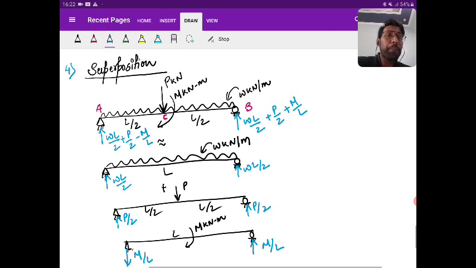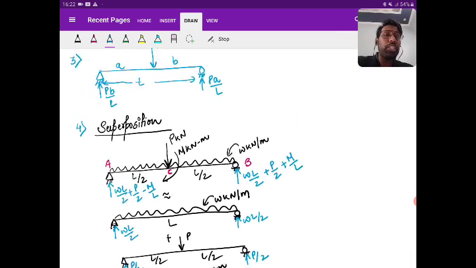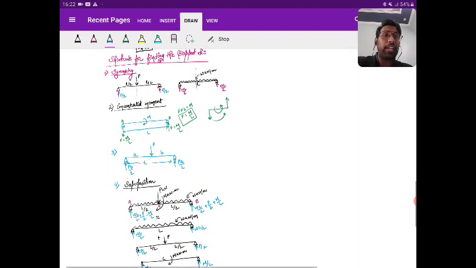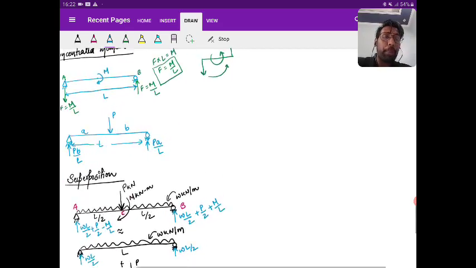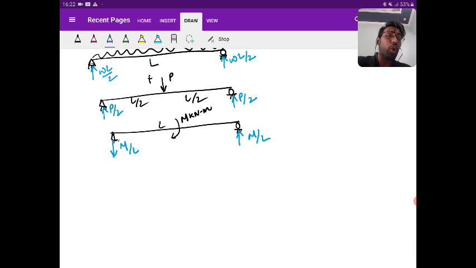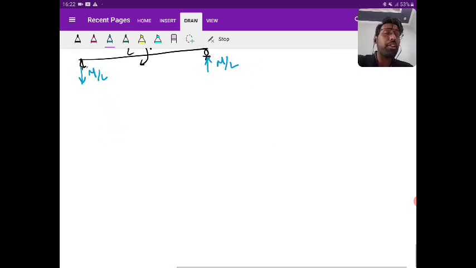So these are the 4 shortcuts that you should remember. Apart from these shortcuts, if any question comes and you can't apply the shortcut, then it's very difficult. You need to solve with the basics.